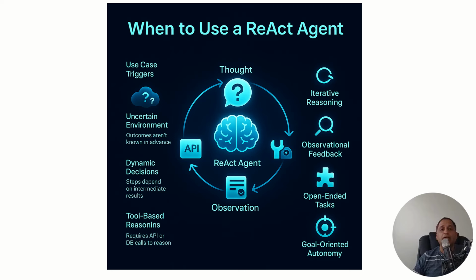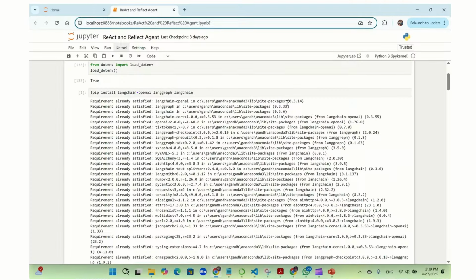So if your use case needs flexible thinking, external tool usage, and learning as it goes, then the React agent is what you should be using. That will be the right fit in that case. So next, we will see a quick demo of how the React agent works. I'll walk you through a simple example in a Jupyter Notebook so that you will see the step-by-step process of building this agent. So I have this Jupyter Notebook here.